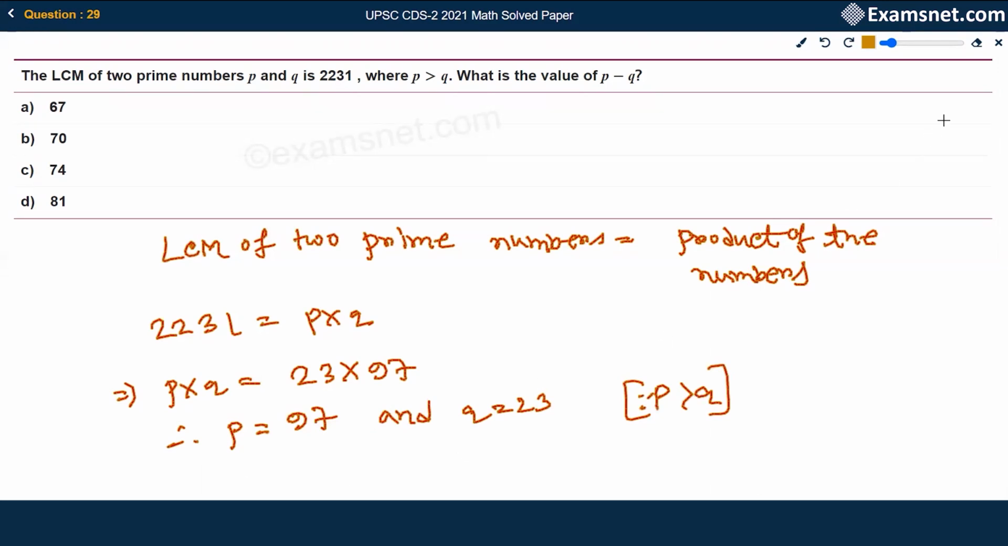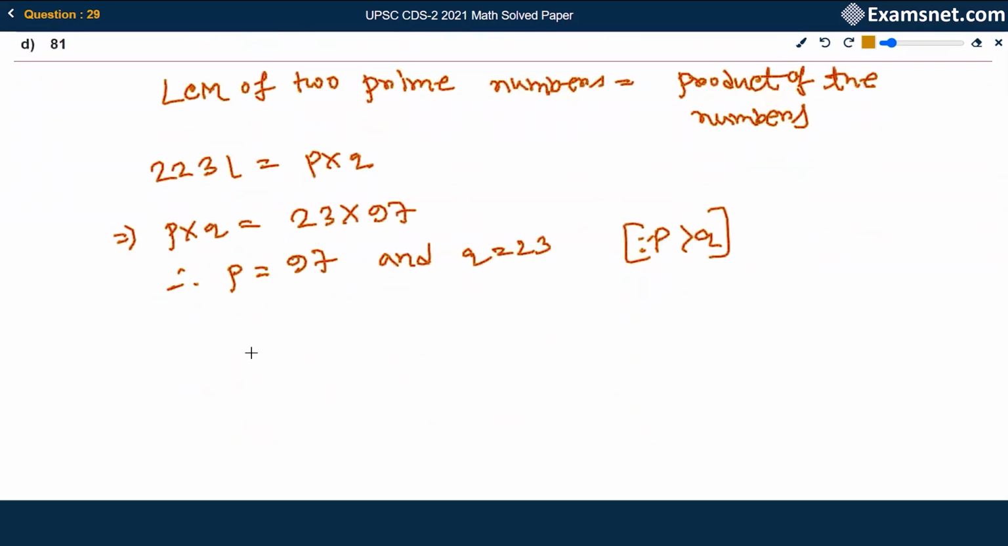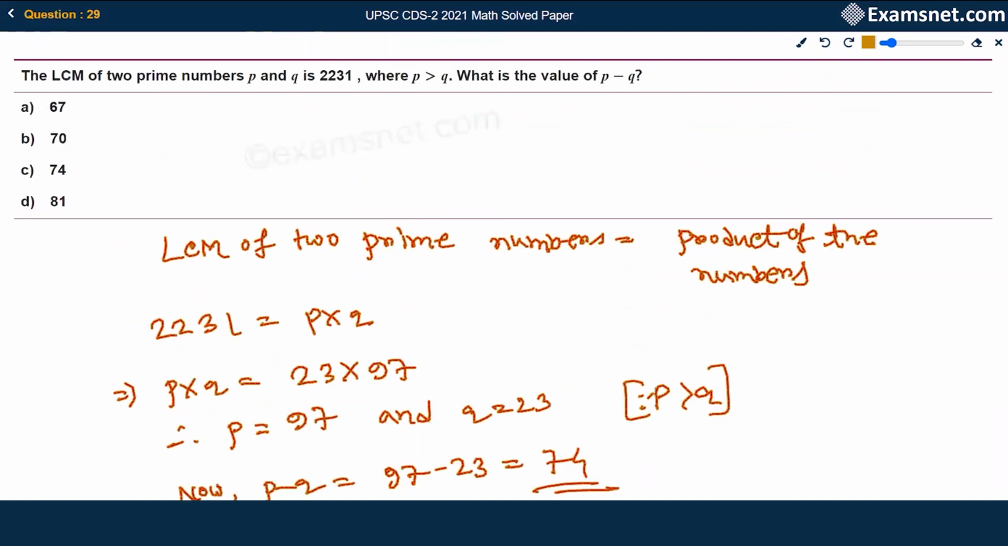Okay, so now let's find the difference. Now P minus Q will be 97 minus 23, that is 74. Hence the value of P minus Q is 74. Option C is the correct answer.